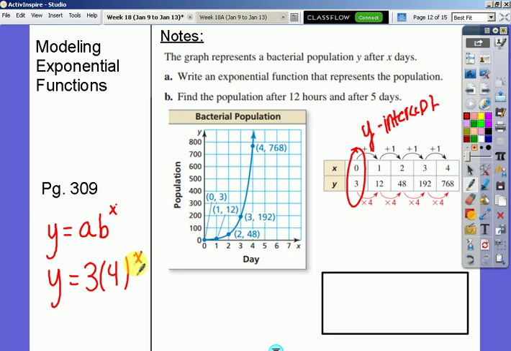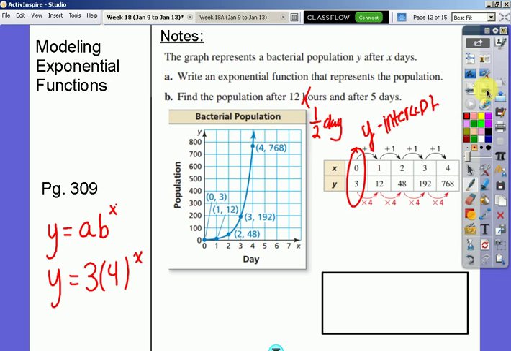Okay. Well, now we found A, it represents the population. Now it says find the population after 12 hours and after 5 days. What's the problem with B? Are they the same units? No. 1 unit is in hours. 1 unit is in days. Based on our graph, what are we going to change? Are we going to change the days to hours or the hours to days? Hours to days. So 12 hours is how many days? Half a day.